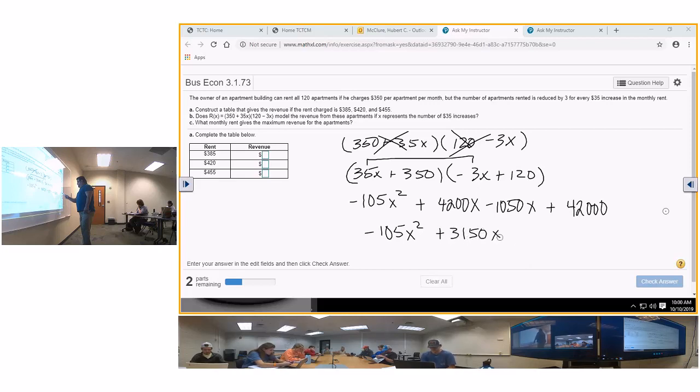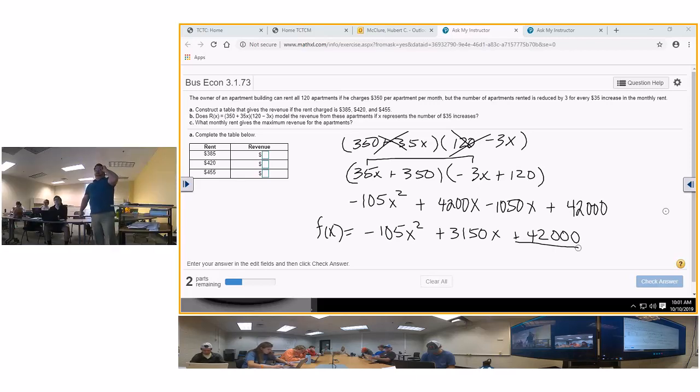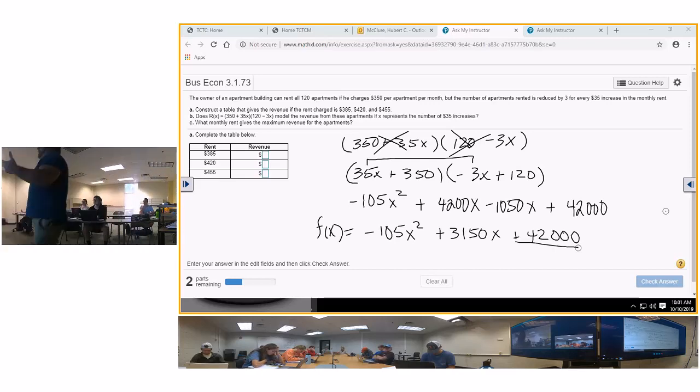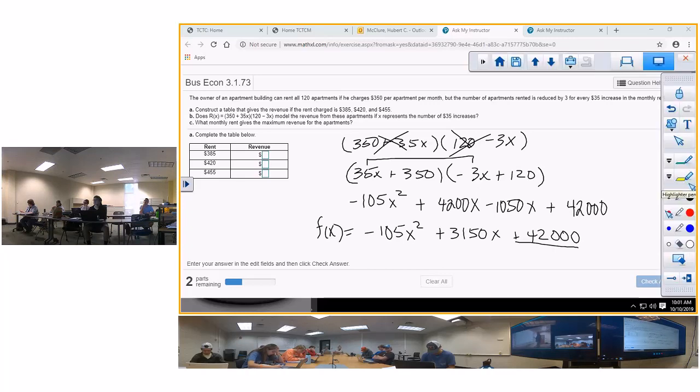Plus 3,150x plus 42,000. Now, of course, we know f of x is equal to this, so we know our y-intercept is what? 42,000. So now, on this problem, you use any method you want to, Mr. Smith. Use any method you want to solve this one. If you wanted to use completing the square, you're going to have to work for it. So let's see if we can do it.